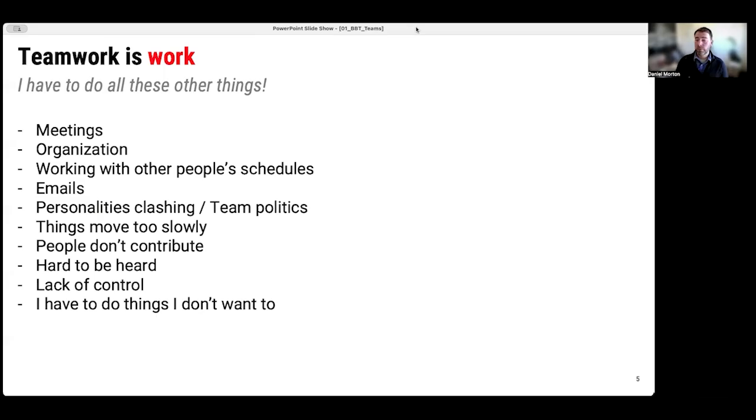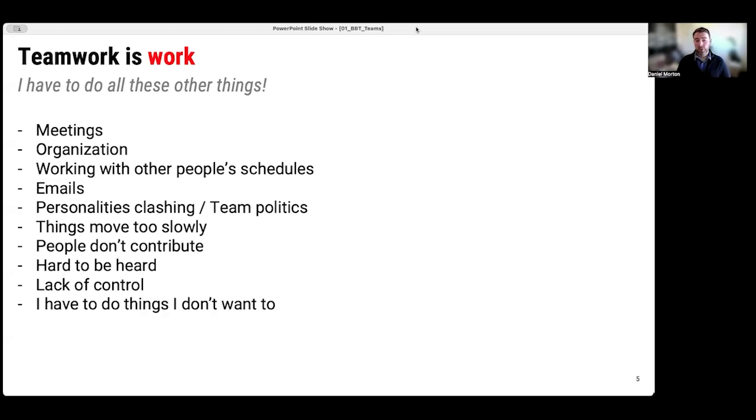This is some of the ways, and this was actually some of the really interesting feedback that we got from folks doing this in person. You have to attend extra meetings. You have to be more organized. You have to work with other people's schedules. You're no longer doing this just yourself. There are more emails. There are more methods of communication. There are team politics. There are interpersonal areas.